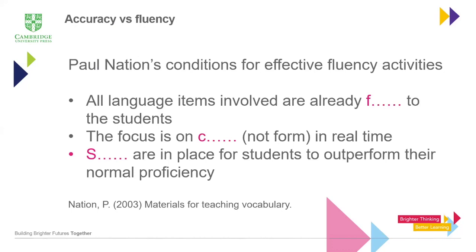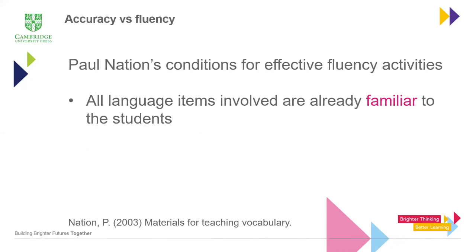So let's have a look at what the 3 things are. The first one was familiar. So all the language items involved are already familiar to the students. Let's just remind ourselves of what we're doing here. We're looking at conditions for effective fluency activities. In other words, if we want a fluency activity to be effective, if we want it to encourage our students to speak fluently, then the language items, in other words, the words, the grammatical structures, the functions, the idioms, etc., have to be familiar to the students. If they're not, how can they be fluent? Just ask yourselves that.